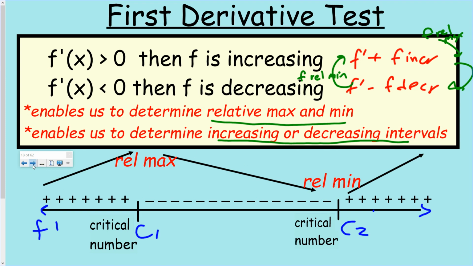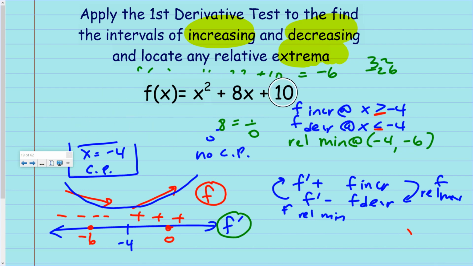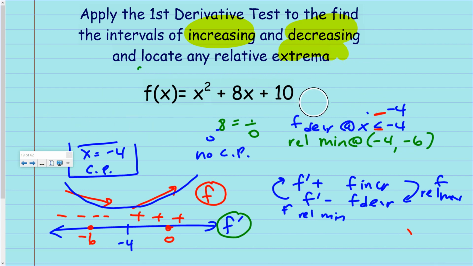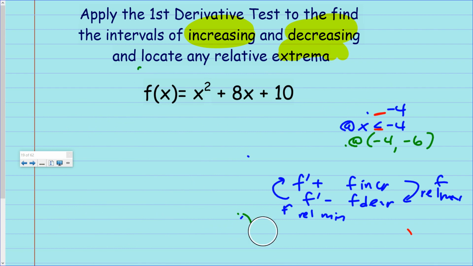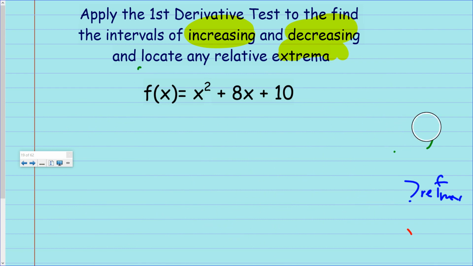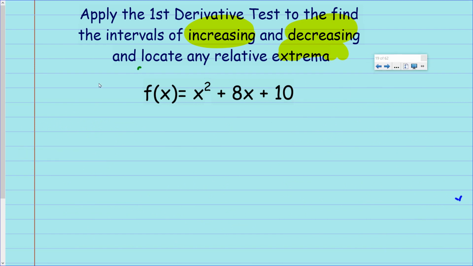So let me show you how to do a problem like this. And when I show you, you'll be like, oh, I get it. That's so easy. Okay. So if you had a problem like this and I said, hey, tell me the relative max or relative mins, or if I said, tell me where you have f increasing or f decreasing, what you would do is you would first do the derivative. Okay, you would take the derivative first of the function.